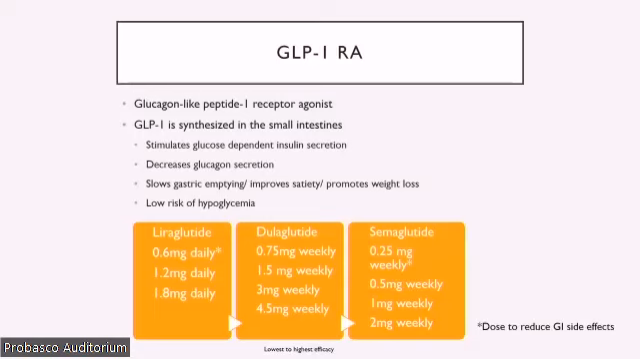All right, and finally, our GLP-1 receptor agonist. GLP-1 is synthesized in the small intestines. It stimulates glucose-dependent insulin secretion, which decreases glucagon secretion. One of the major side effects of this is slowing gastric emptying and increased satiety for the patient. So in this way, you can see how it would promote weight loss and have a relatively low risk of hypoglycemia, as highlighted in our guidelines, preferentially using this over insulin in many of our patients if we're adding on an injectable agent, just because of the safety of that.